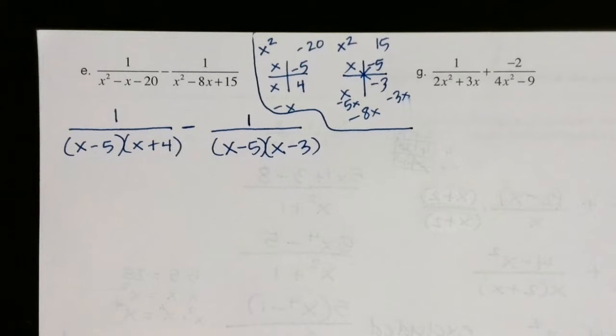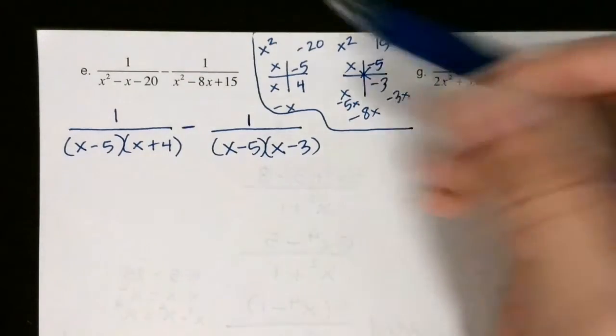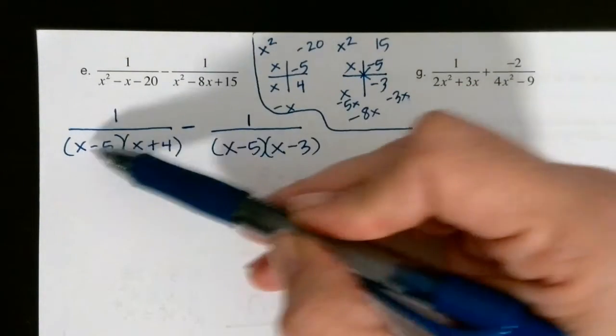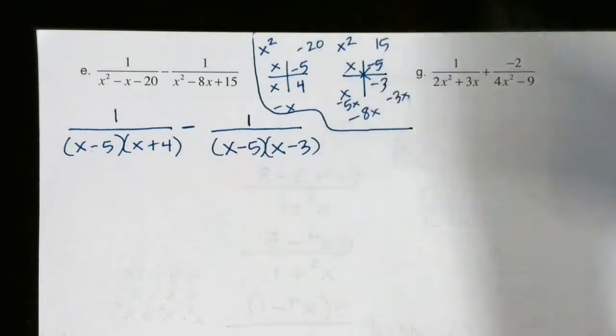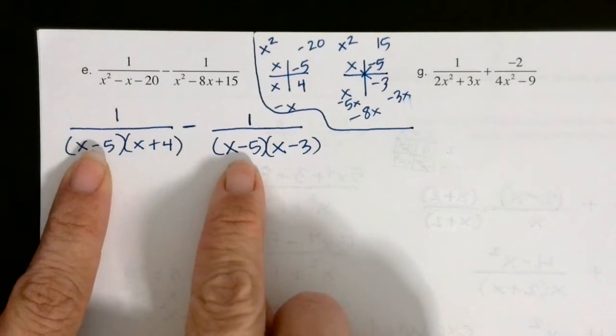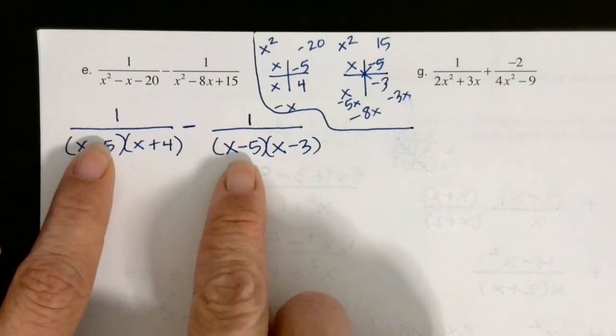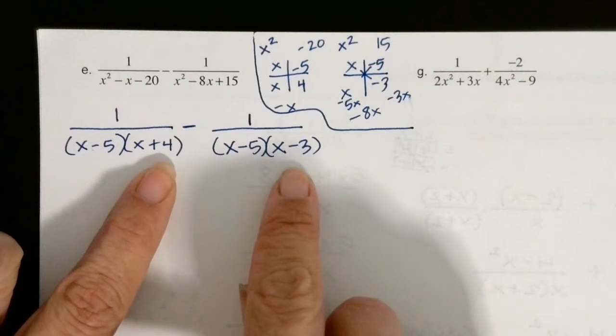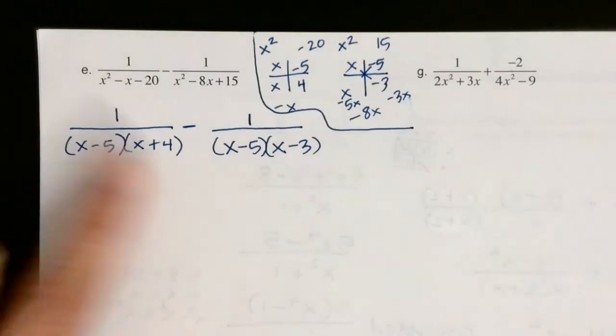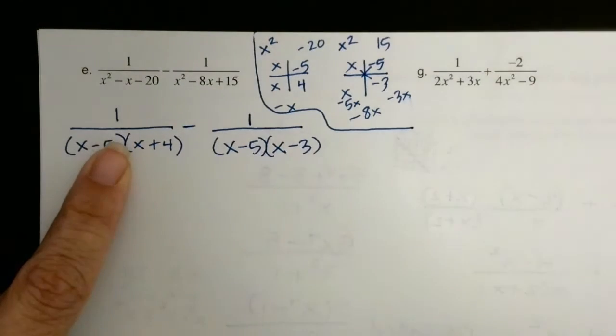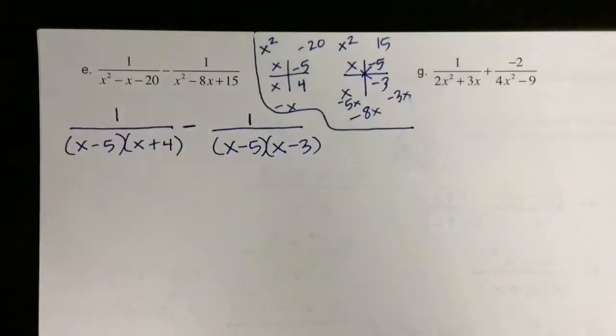So we factored, and now we're going to do what we said before. What does this denominator need that this denominator has? They both have an x minus 5, so this doesn't need an x minus 5, but this one has an x minus 3 and this one doesn't. So this fraction right here, in order to get common denominators, needs an x minus 3. So that's what we're going to give it real quick.